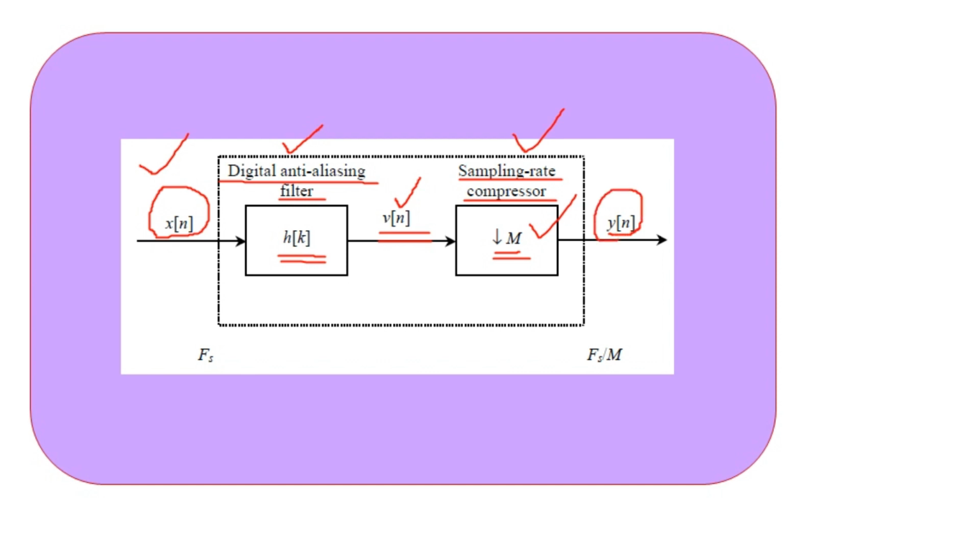Now you can notice the change in the sampling rate. In the original case it was fs, whereas after the decimation process it has been reduced by the factor denoted by capital M, which in certain textbooks is also denoted by capital D. So this is fs divided by capital M. We have seen the interpolation process in detail as well as the decimation process in detail.